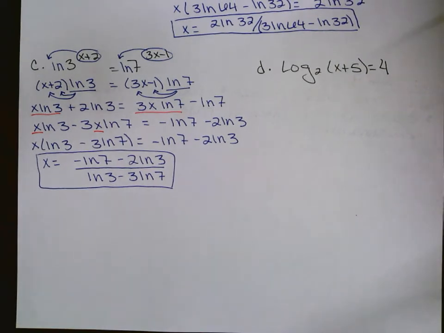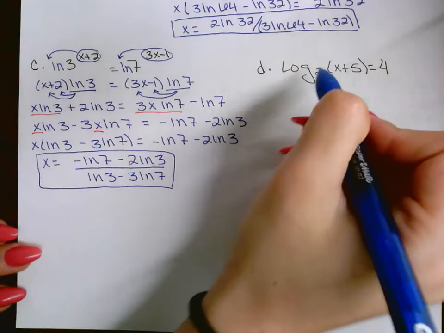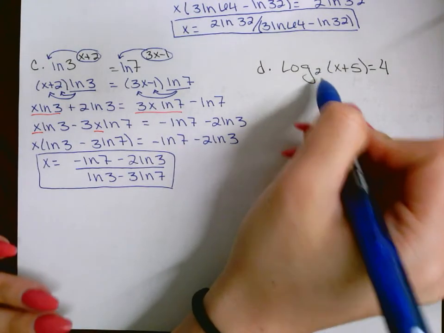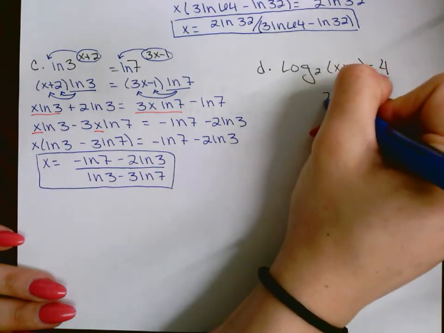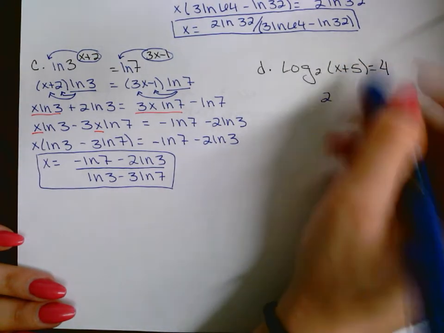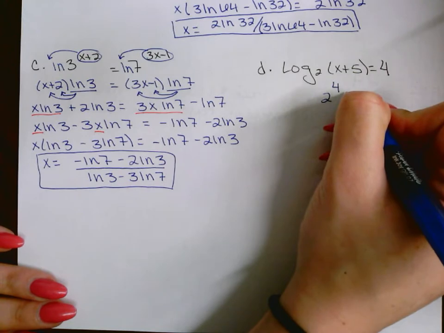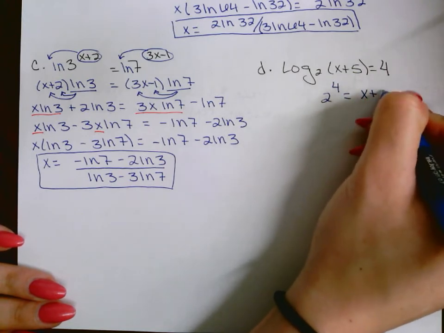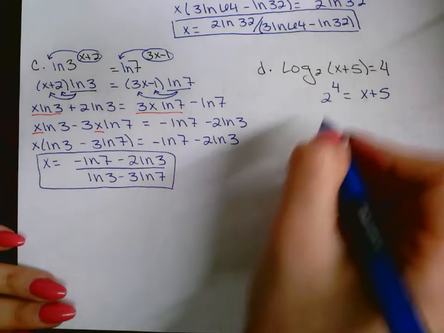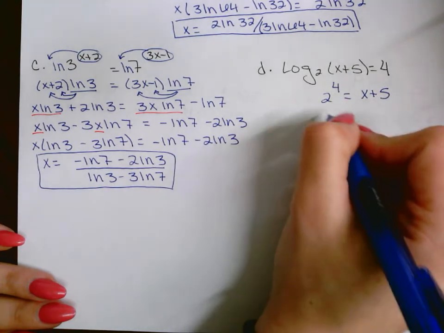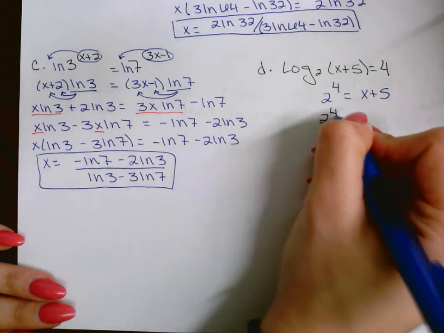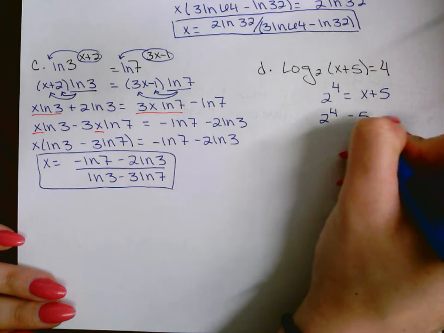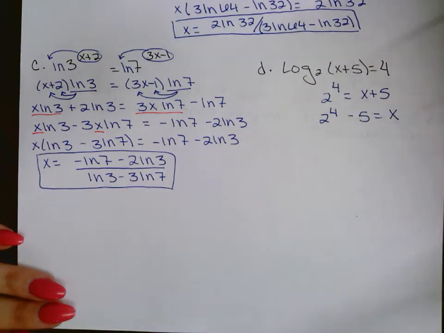So for this next one, it already has a log in the way. So hopefully you can catch that there's a nice little base here that you can drop and convert this over to exponential. So you switch the place of the 4 and the x plus 5. Okay? Even if you just subtract the 5 over and say 2 to the 4th minus 5 equals x, your x is by itself and you are technically done.